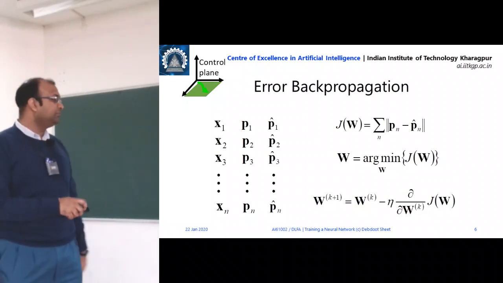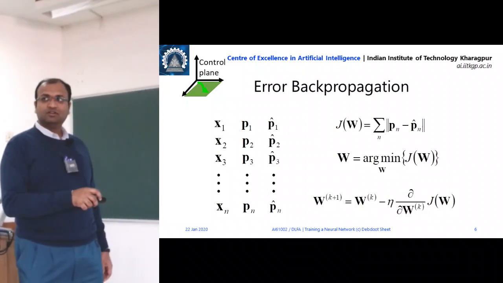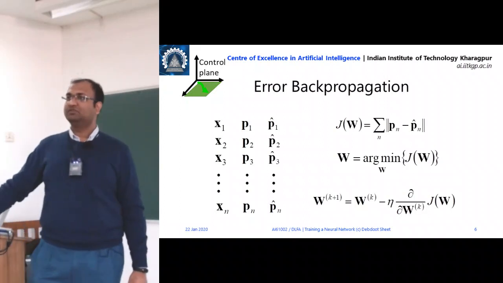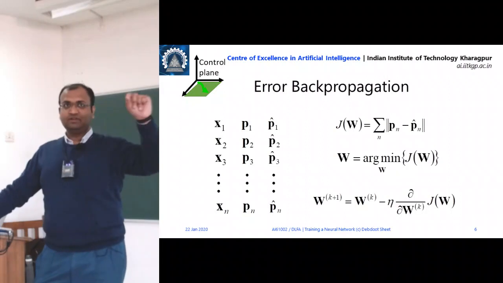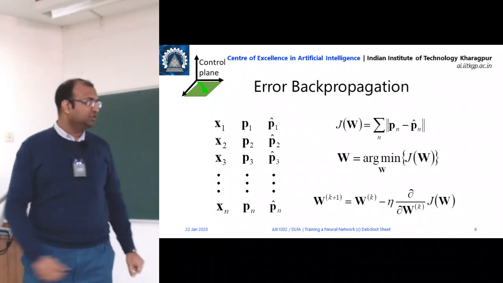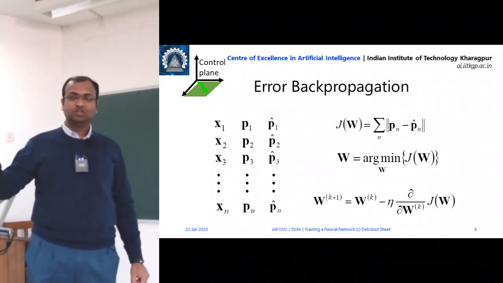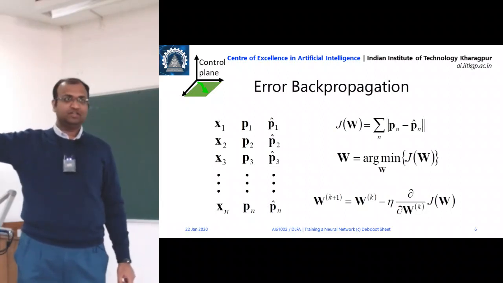Now what would that imply? If this cost is minimum, what is the minimum value which JW can go to? 0. When can JW be 0? If every value inside that summation operation is 0, only in that case it's going to be 0, because this is essentially a Euclidean distance, a squared magnitude distance. So Euclidean distance can be a positive quantity only, 0 or anything greater than 0. It can never be negative.